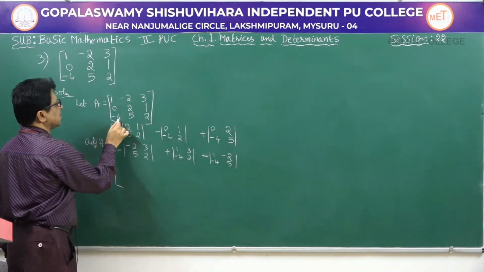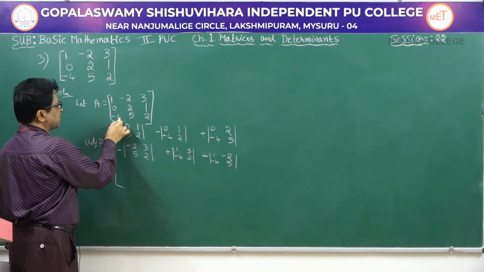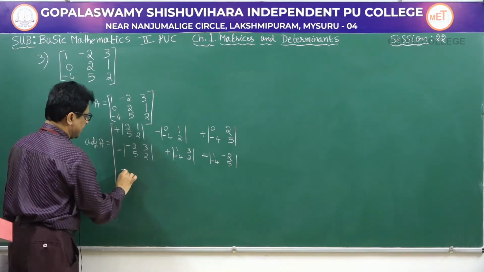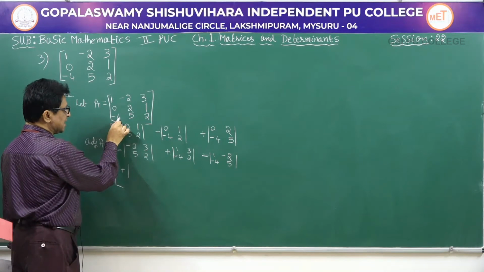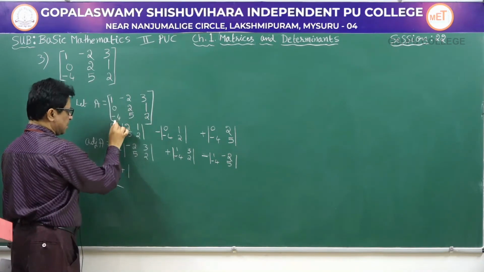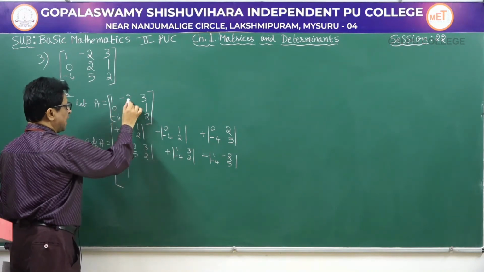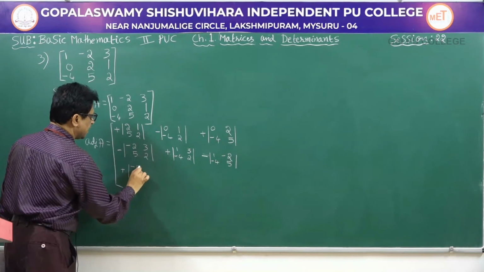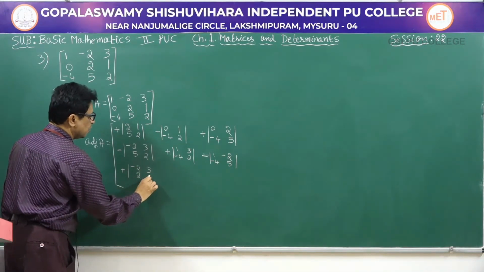Next we pass on to the next row. Let us find the cofactor of minus 4. So first we shall write the sign plus. Minus 4 lies in the third row, first column. We eliminate the third row and first column and take the determinant of the remaining elements. That is determinant of minus 2, 3, 2, 1.